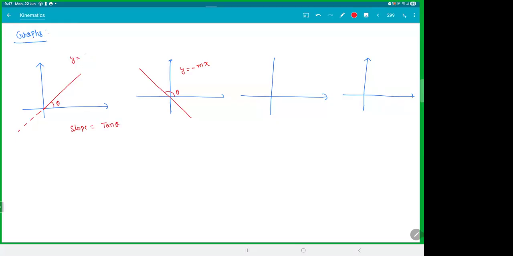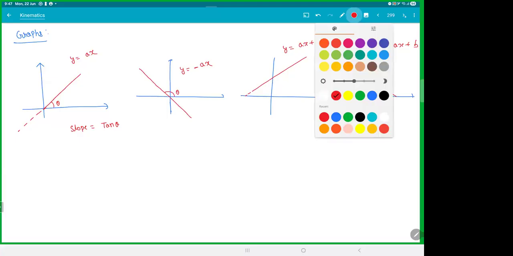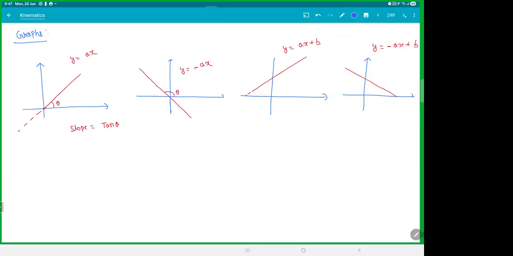Maybe I'll not use m. I'll just say y is equal to ax and y is equal to minus ax. If you're going like this, then this is y is equal to ax plus b. If you're going like this, then y is equal to minus ax plus b. So roughly, you should have an idea about it. So that is how the lines will look like.